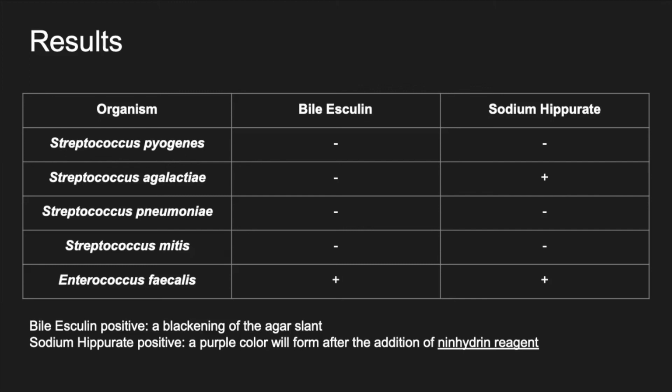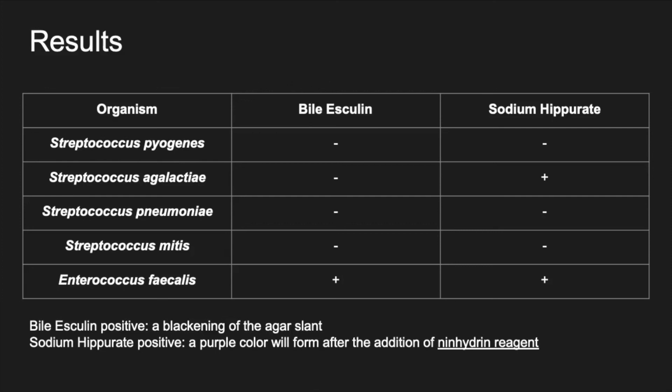For the sodium hippurate, after incubation, we would have added 3 drops of this reagent called ninhydrin. We would have waited for a good 5 minutes or so, and then we would have been able to read and record our results. And a sodium hippurate positive is a purple color that will form after we add this ninhydrin reagent. So if a purple color forms, it's positive. If no color forms, it is negative.